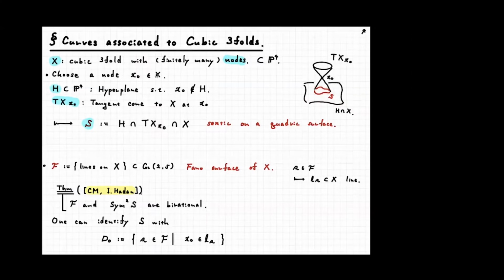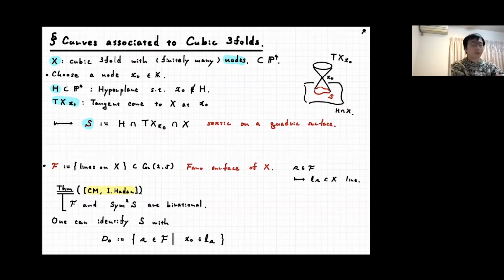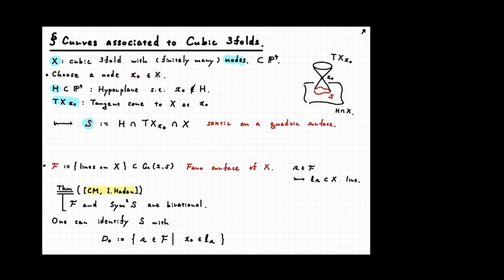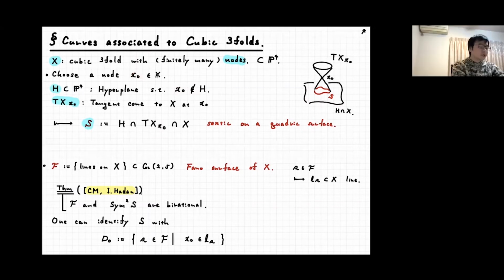Can I ask, is this hyperplane general? Yes, a general hyperplane, but we need the condition that x naught is not on H. For this, we need to choose a node, small x naught. Okay, thank you. So this is just a very simple definition of the capital S.